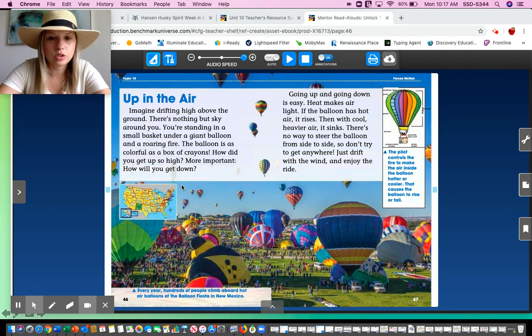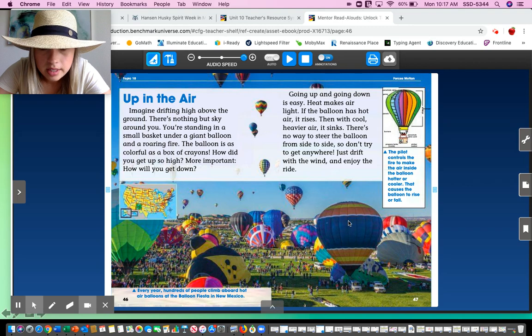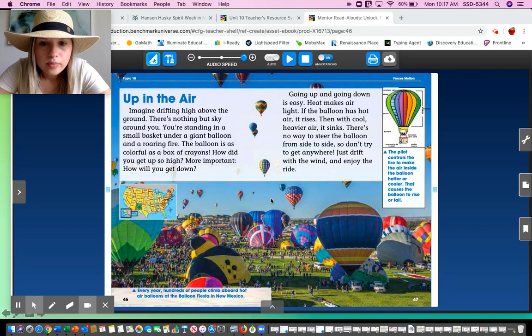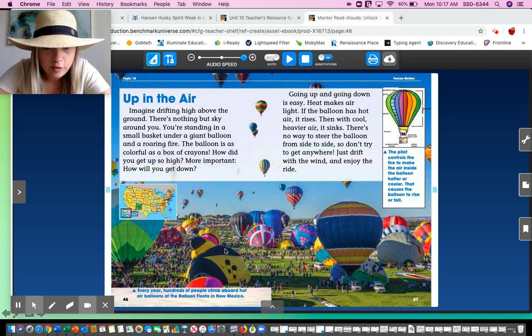I predict the story is going to be about these balloons, which are called hot air balloons because they use hot air, and we'll talk about that. So I think it's going to be about hot air balloons, and it looks like a lot of people. So maybe it's some sort of festival where they're all flying in the sky. And I see there's a lot of people and a lot of hot air balloons, and it looks like they're on a big field. So that's what I think the story is about.